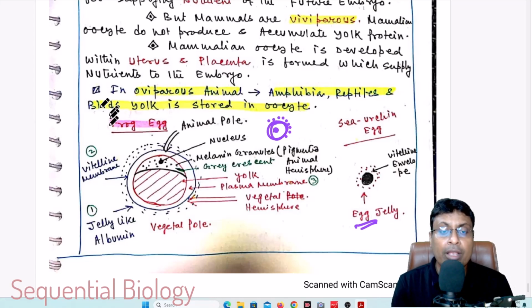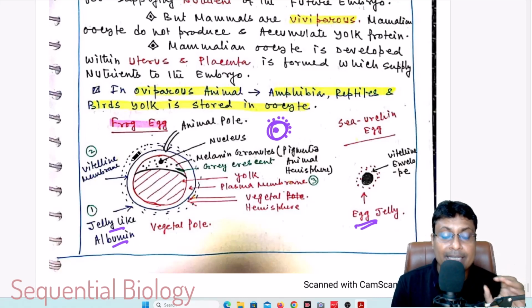Now the frog egg. The frog is also known as an amphibian, and there are two regions, the animal pole and the vegetal pole. And the frog egg has a jelly-like structure just outside of it, and for this reason the frog egg is very sticky, and it can attach to any substratum due to the presence of the jelly-like albumin. Just inside this jelly-like albumin the vitelline membrane is present, so the vitelline membrane and the plasma membrane are separated in the case of the frog egg.